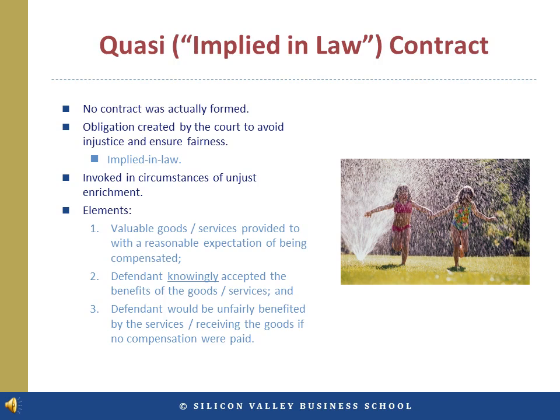Will the homeowner be held liable for payment? The answer is yes, if it can be proven that the man knew the sprinklers were being installed mistakenly. The court would make him pay because of a quasi-contract. If that knowledge could not be proven, he would not be liable.